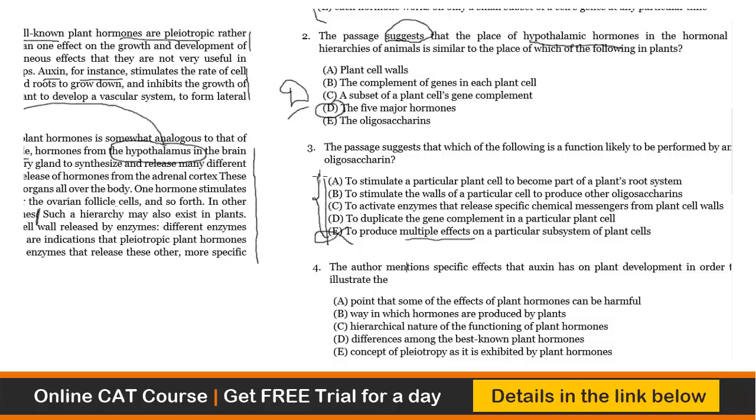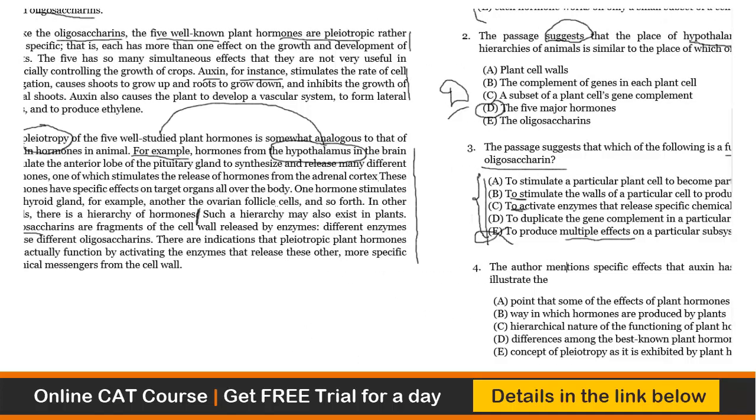Now A, B, C, D, which of the following is a singular effect? You might wonder, you would say, sir, everything looks good, then where is the answer? The problem is that option B and option C straight away give us wrong choices. Why? B says to stimulate the walls of a particular cell to produce other oligosaccharin. Now you mean to say that the function likely to be performed by an oligosaccharin is to stimulate the walls to produce other oligosaccharin? Have a look at this.